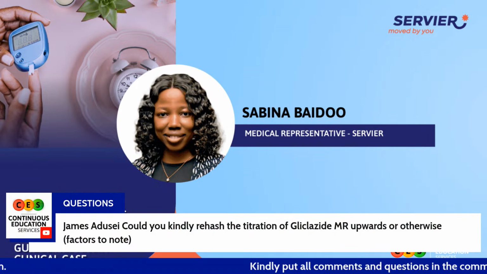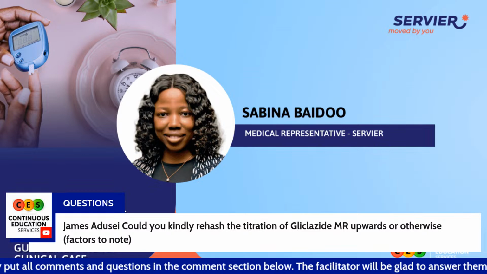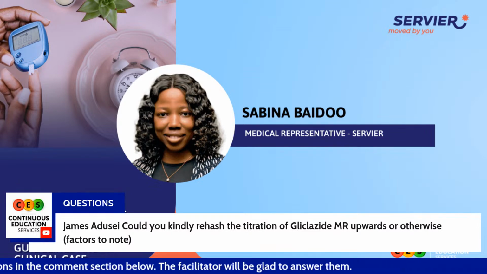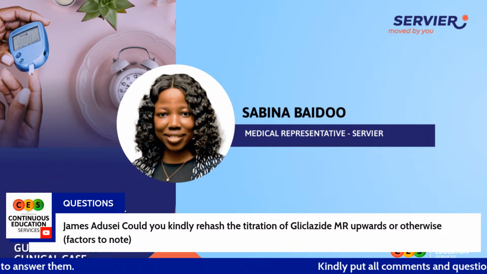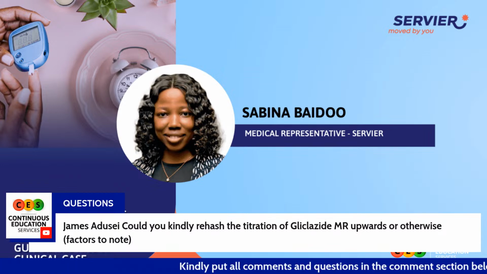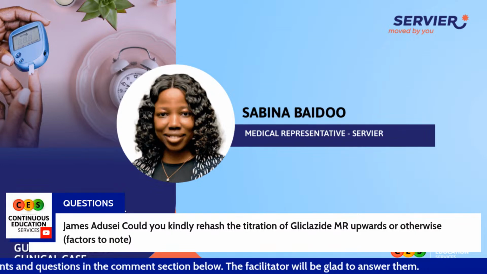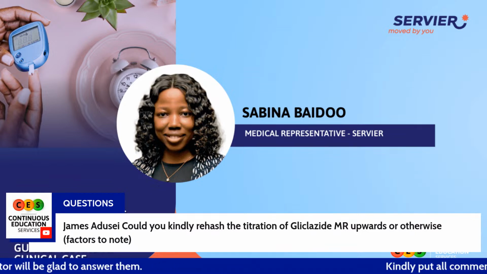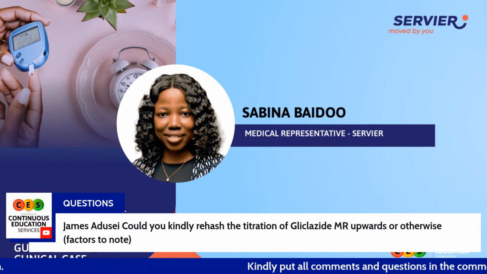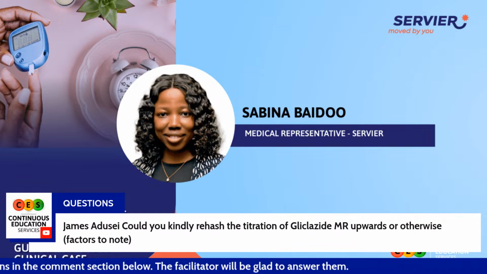Okay. Dr. James Edusei, could you kindly rehash the titration of Gliclazide MR, upwards or otherwise? Factors to note. Okay, so in terms of dosing, usually 60 milligrams once daily is what we recommend as a start dose. However, if you are dealing with a very elderly patient or one with renal impairment, you want to start with a lower dose of 30 milligrams once daily and monitor your patient closely, and then you up-titrate. If it's an elderly patient, you start with 30 milligrams, you can go to 60, then 90, and the maximum dose is 120 milligrams.